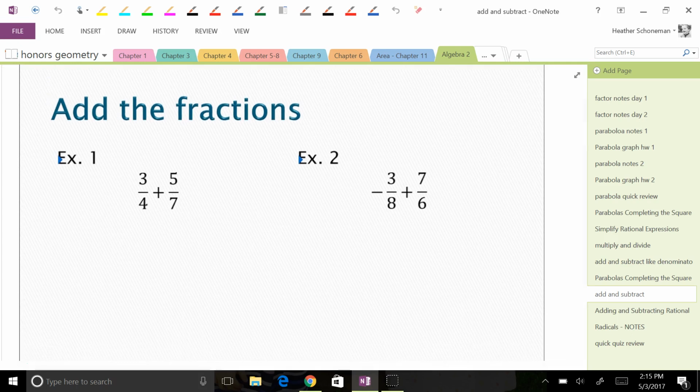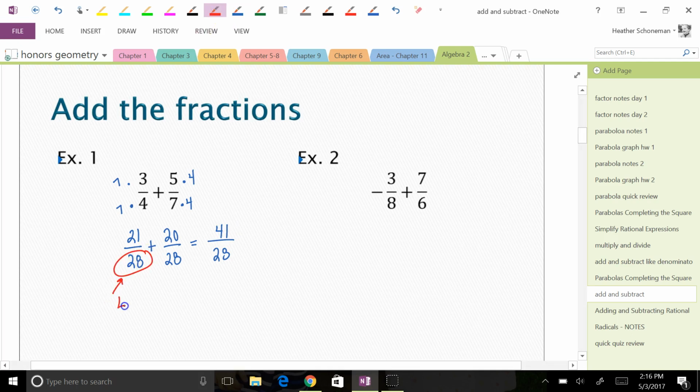So let's talk about what we do know. When we add or subtract fractions, the first thing we have to do is create a common denominator. In example 1, the common denominator people can normally see is 28. So I have to multiply the first fraction, top and bottom, by 7, and the second one, top and bottom, by 4. When I do that, I get 21 over 28 plus 20 over 28. Now I have a common denominator, which is 28, and I end up with 41 over 28. This 28 that we created is the LCM, the least common multiple.